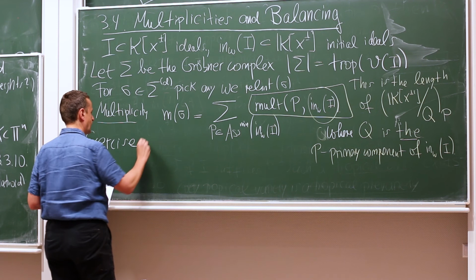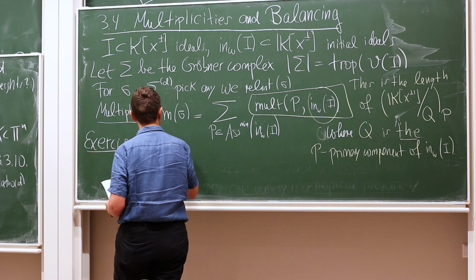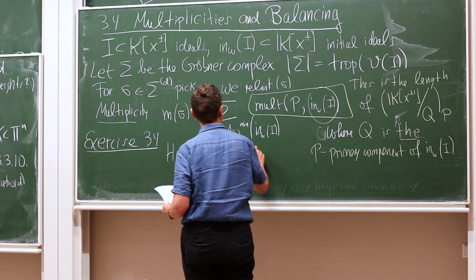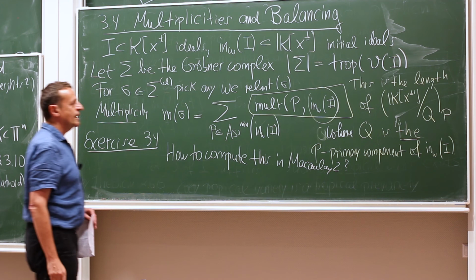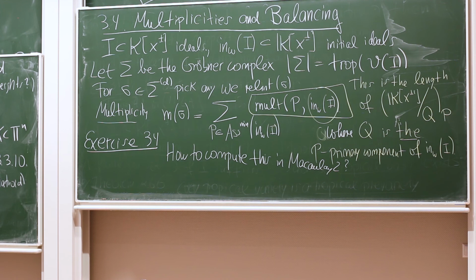34 in this chapter is how to compute this multiplicity in a computer algebra system such as Macaulay 2. Okay? It's actually quite easy. It's the quotient of 2 degrees. So what you need to do is you make P, you make Q, you apply degree.